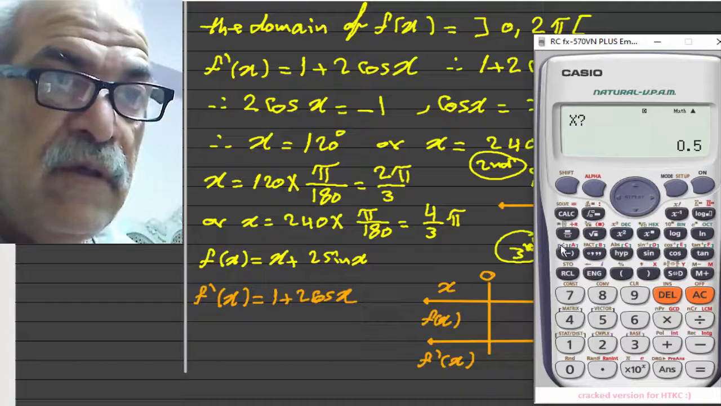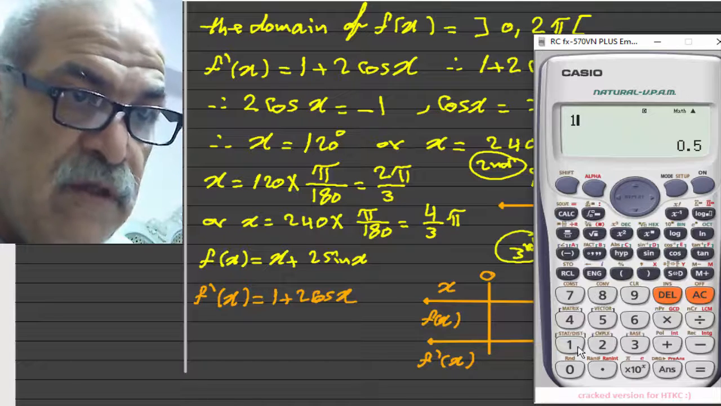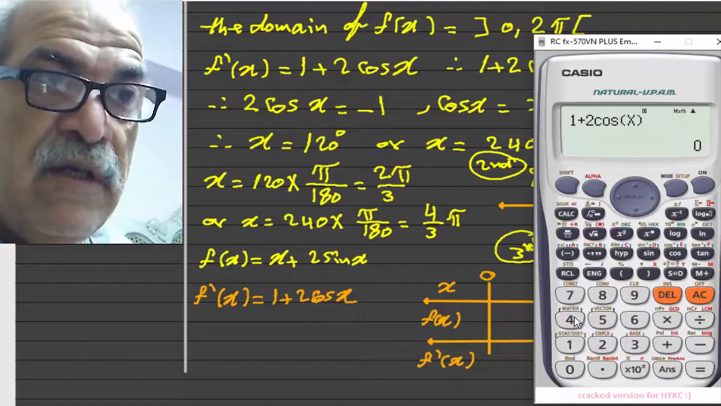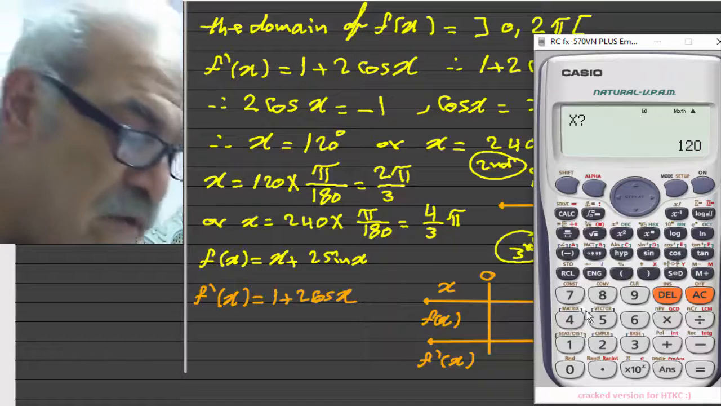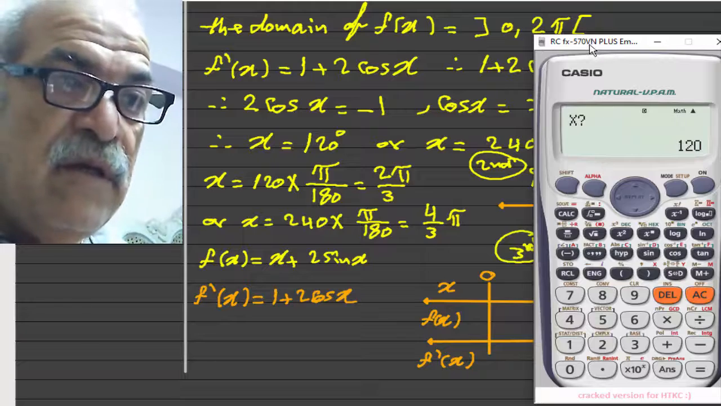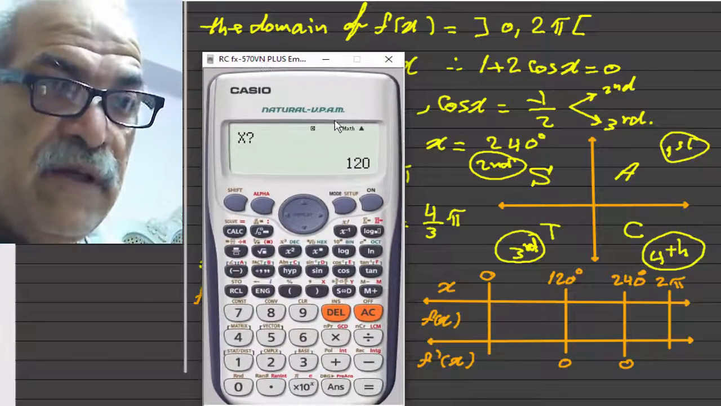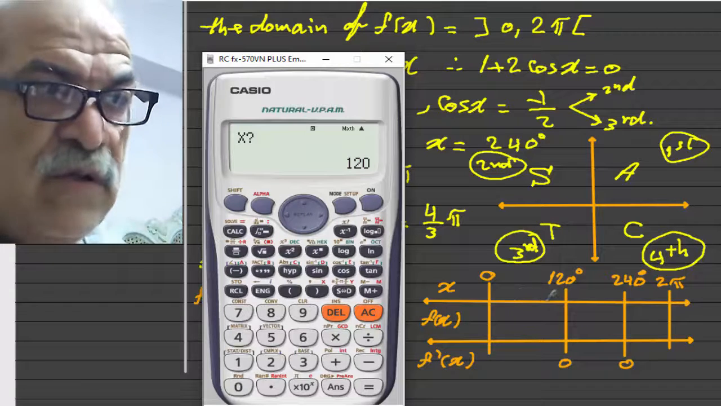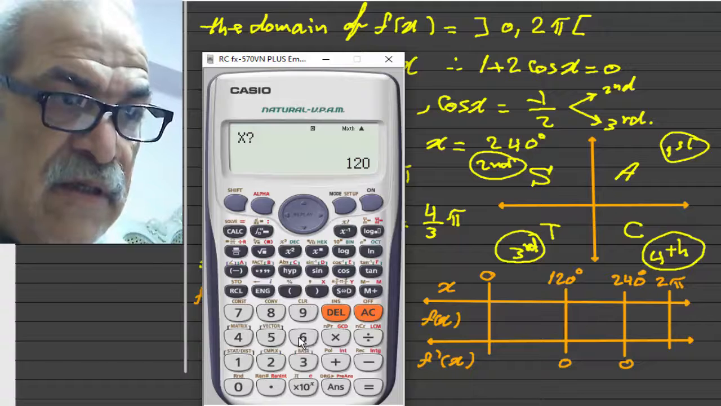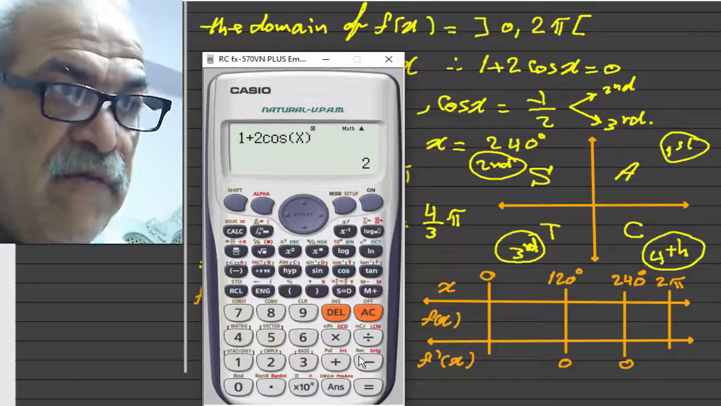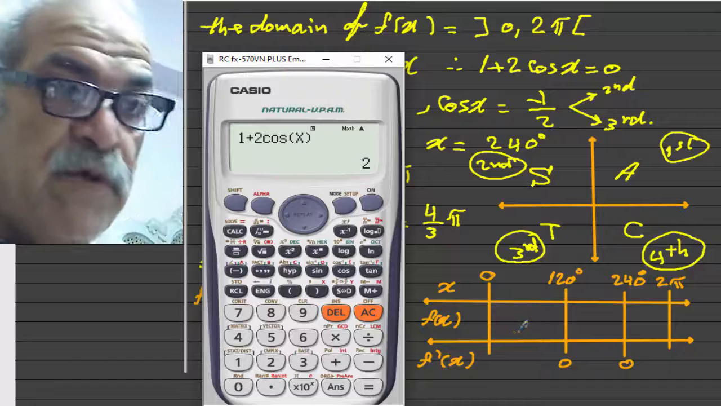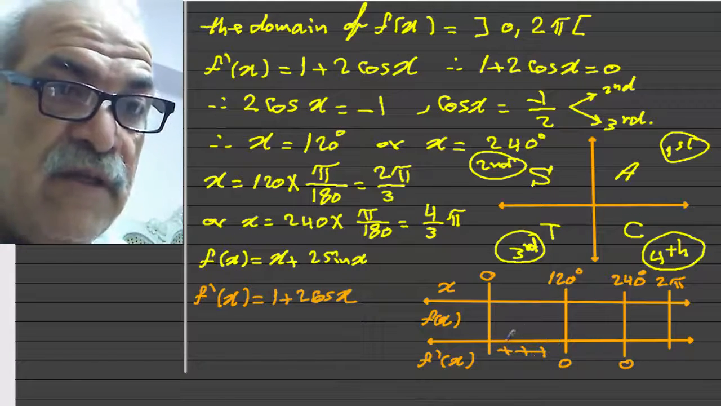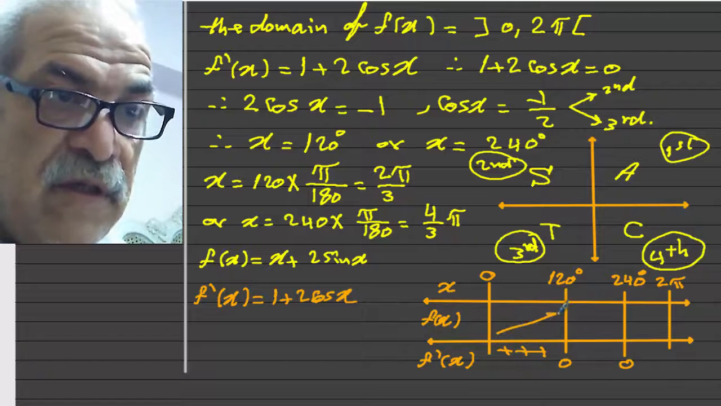And calculate for x equals 120 degrees, which equals 0, of course. So I'll take another number less than 120, lying on this interval, between 0 and 120, like 60. The value equals 2, and this is positive. So the function is increasing on this interval.